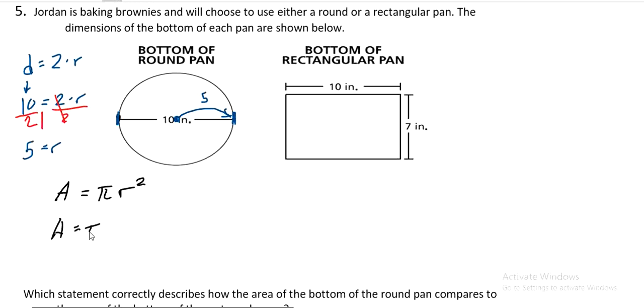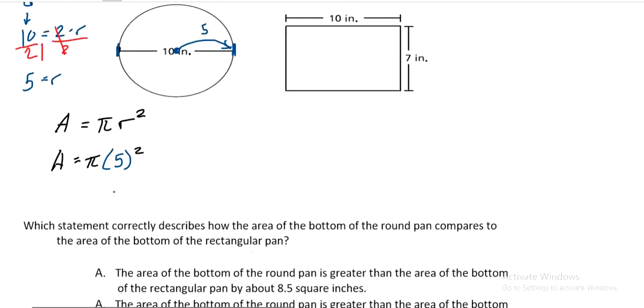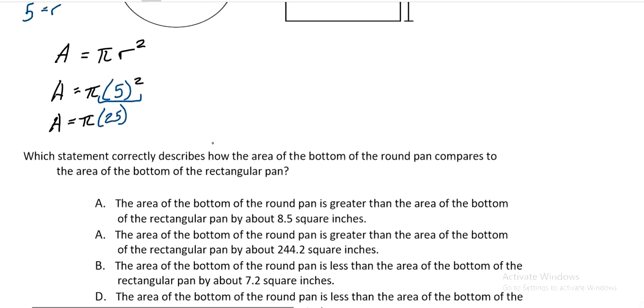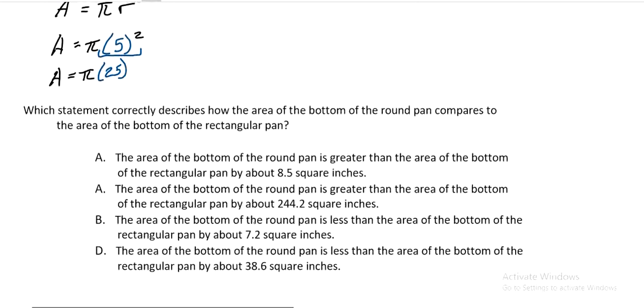So area equals pi times 5 to the second. Area equals, let's see, 5 times itself gives us 25. Now for this step, I'm going to be a little strategic. I'm going to look at my answer choices.